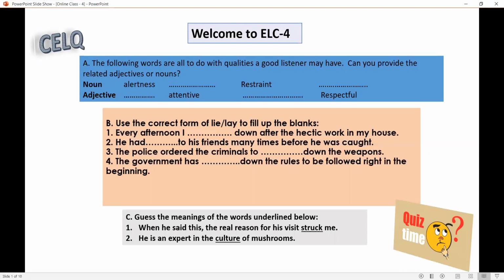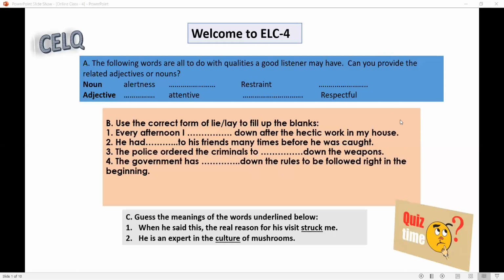The first line you can see 2 nouns, alertness and restraint. You have to write the adjective forms of these words. In the second line you see 2 adjectives, attentive and respectful. You have to write the noun form of these 2 words.